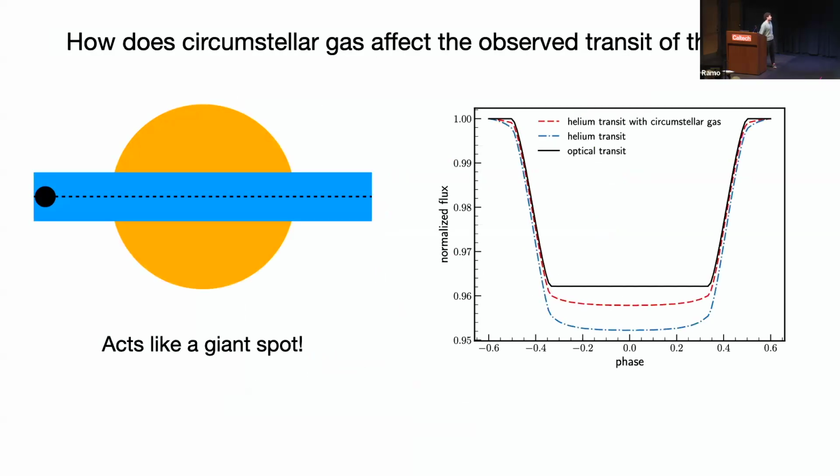There's a planet there, and how does the circumstellar gas affect the transit? It really acts like a giant spot, so I don't know if that makes star people happy or not. But what you see here is if I plot the transit with and without the circumstellar gas, you get different depth. And this will affect inferences made about the transit and also potentially make the transit just unobservable. So you can imagine if the disk is optically thick enough, this red line, which is the transit with the gas, will move up to where the optical transit is.